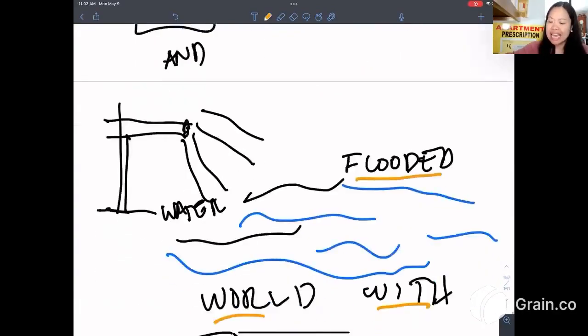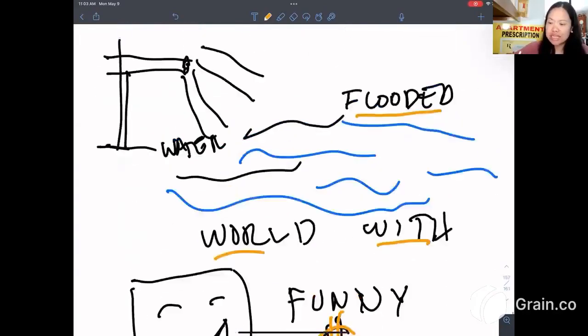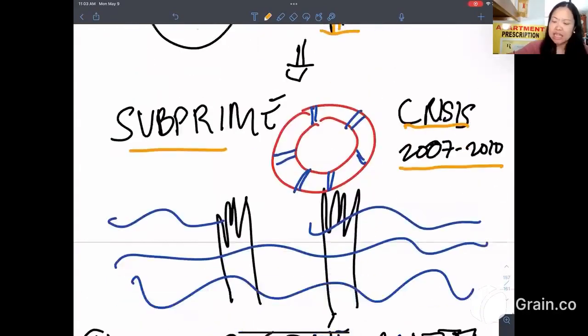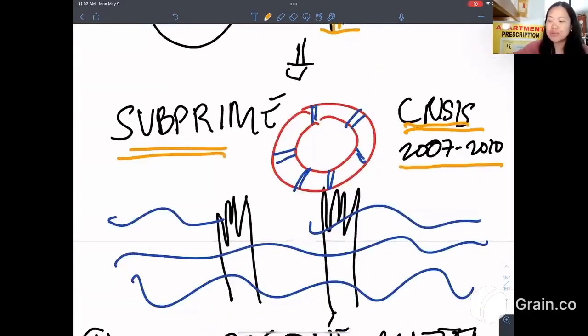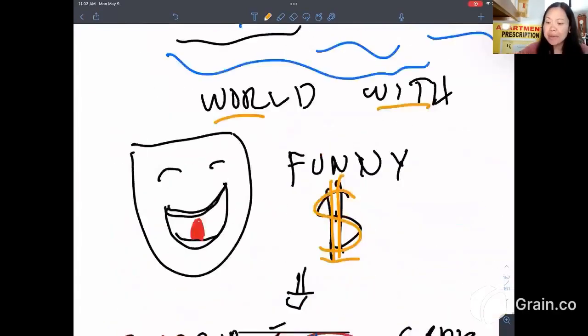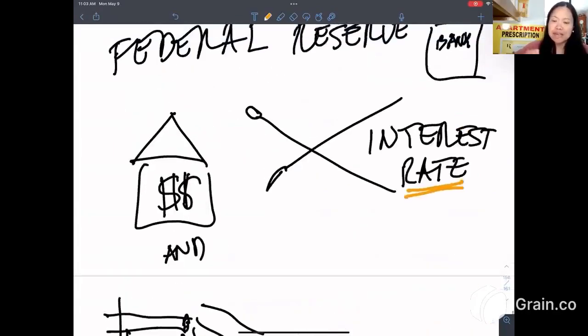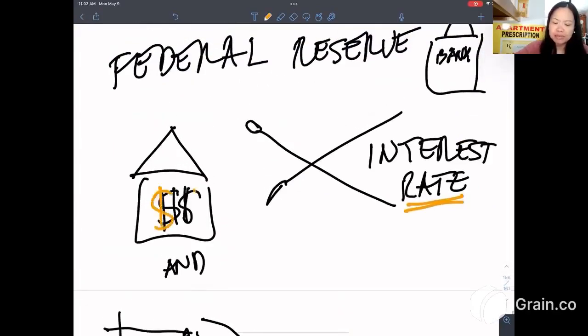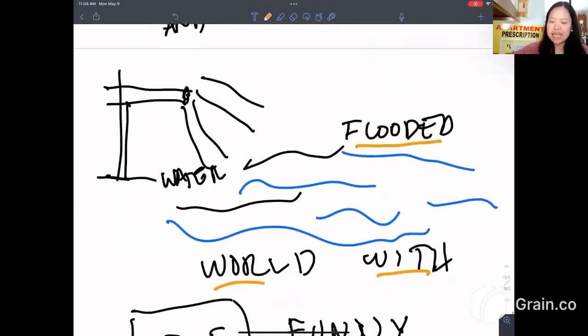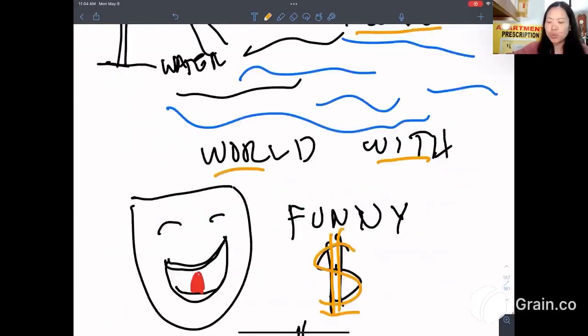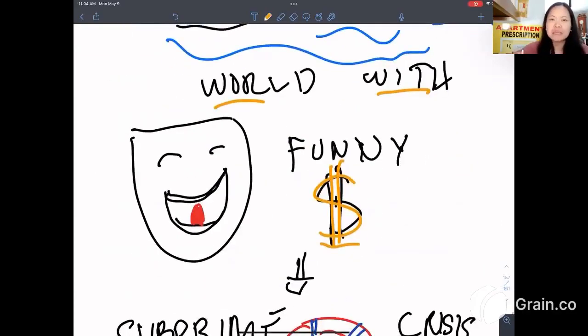So that resulted in this crisis, the subprime crisis of 2007 and 2010. This happened because the Federal Reserve Bank cut the interest rate. At that point in time, my interest rate was around 3% for a 15-year fixed loan. It was very low. And they flooded the world with funny money. What does that mean?